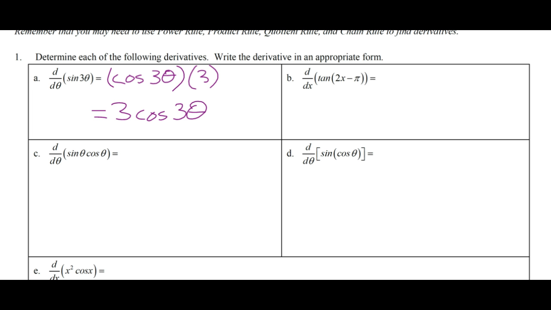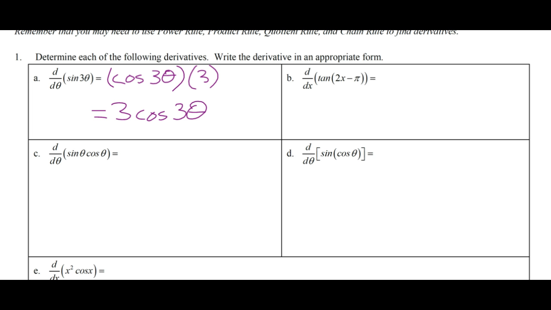Okay. So you can think of it as u is equal to 3 theta, but at some point you just need to start using the chain rule. Okay, so we have the tan of 2x minus pi. Now, if it were just x, then we would just go sec squared x, right? But we're going to use what? The chain rule.